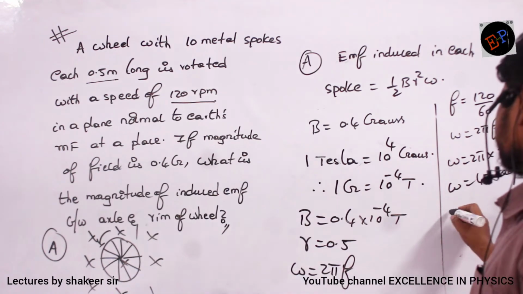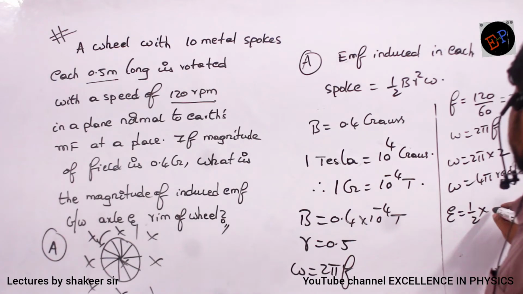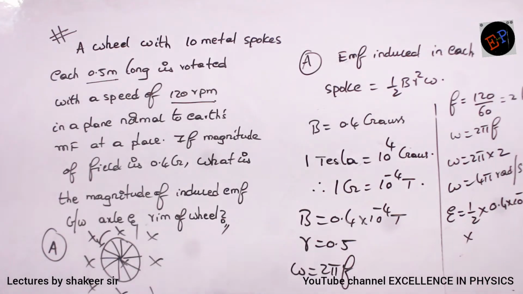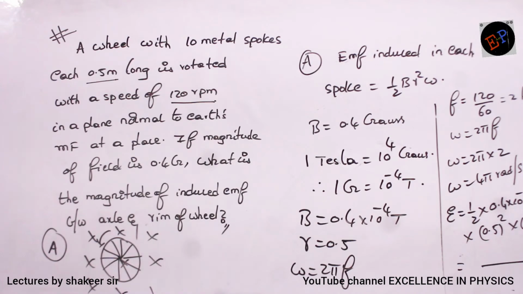Now substitute all the values, that is our answer. So therefore EMF is equal to half into B value 0.4 into 10 power minus 4, radius 0.5 whole square, omega value 4 pi. Do this calculation, we get the value of electric potential induced: 6.28 into 10 power minus 5.